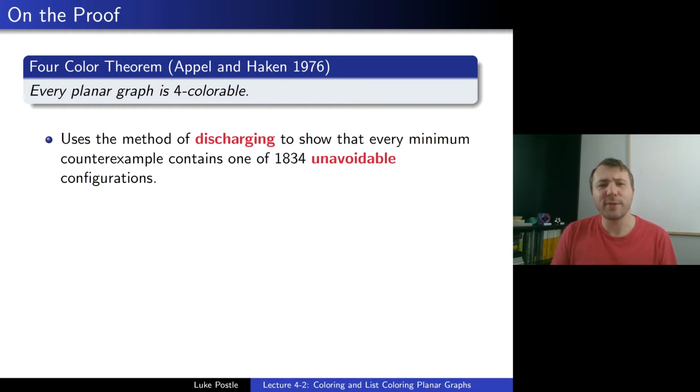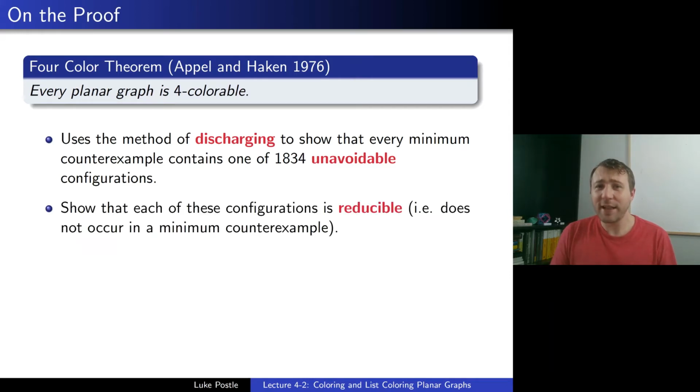So somehow you do kind of a counting argument and you have these charges and you rearrange them and you argue that a minimum counterexample, so if you're planar with certain properties, say, you know, 5-connected, min degree 5, that kind of thing, then you actually have to contain one of these unavoidable configurations. What do you then do? Well, as we alluded to before, you have reductions and some other argument. Well, here's where the reductions come in.